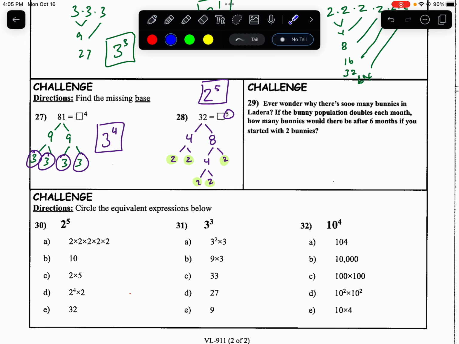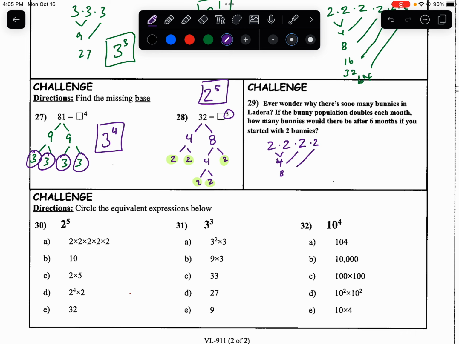Number 29. Ever wonder why there's so many bunnies in Ladera? If the bunny population doubles each month, how many bunnies would there be after 6 months if you started with 2 bunnies? Well, if you start with 2 bunnies, that's month 0. After 1 month, you multiply by 2, which will get you 4. After the 2nd month, multiply by 2 again, and that gets you 8.